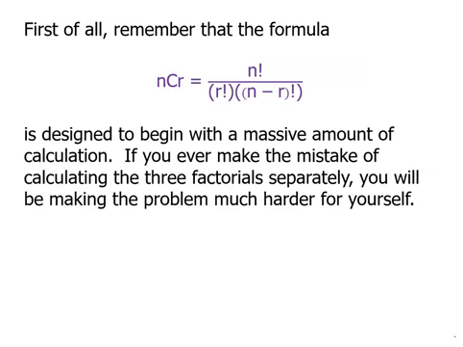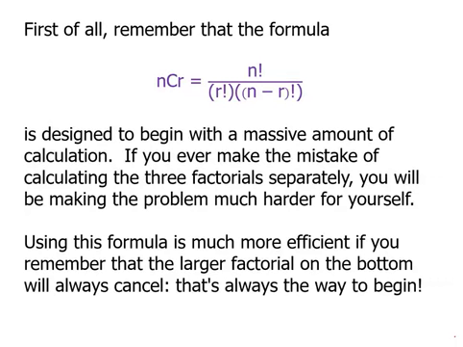First of all, remember that the formula, the way that it's set up, looks like it requires a massive amount of calculation. There are 3 factorials there. If you ever make the mistake of calculating the 3 factorials separately, you'll be making the problem much, much harder for yourself. And so in that sense, the formula can be misleading. Using this formula is much more efficient if you remember that the larger factorial on the bottom, whichever one of those 2 is larger, will always cancel. That's always the way to begin using this formula.